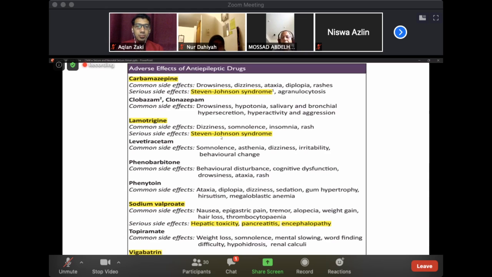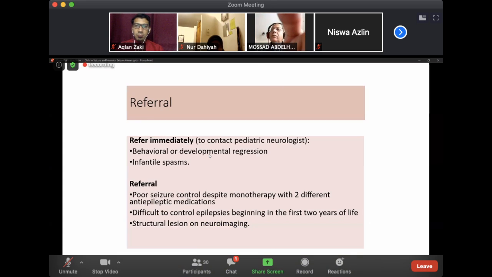But don't just focus on serious side effects. We need to look for common side effects also. And then lastly, don't forget to refer the patient. So these are the indications. Immediately refer the patient if there is any behavior or developmental regression, or if there is any infantile spasm. So that is for immediate referral.